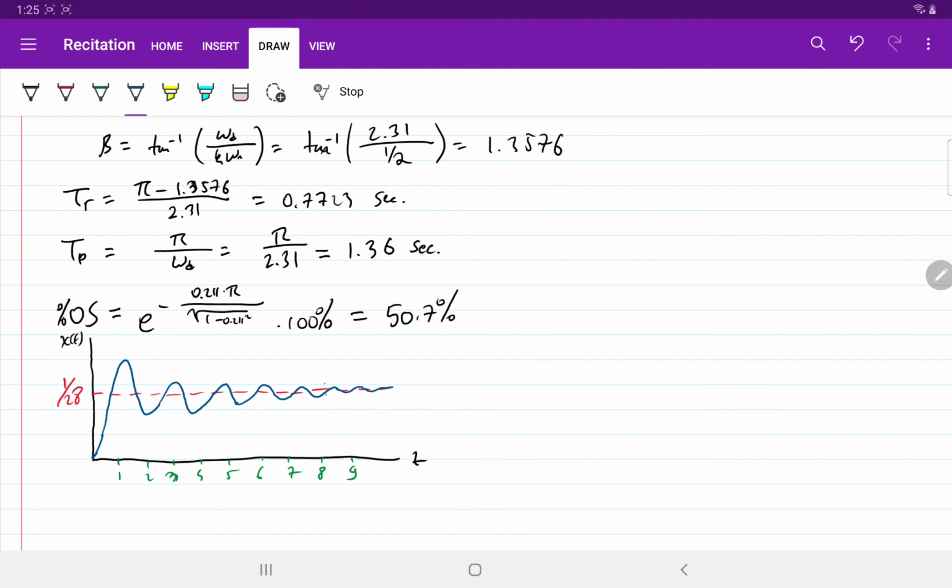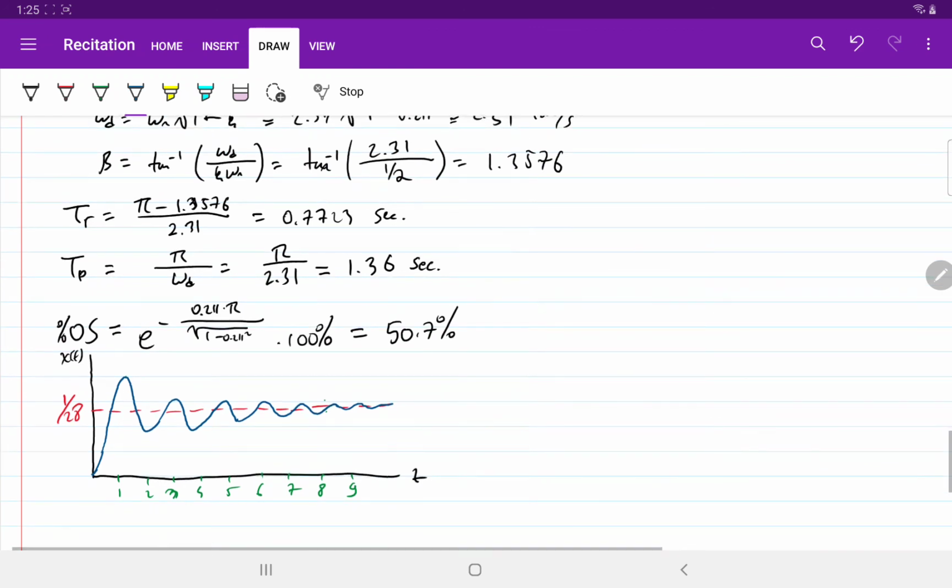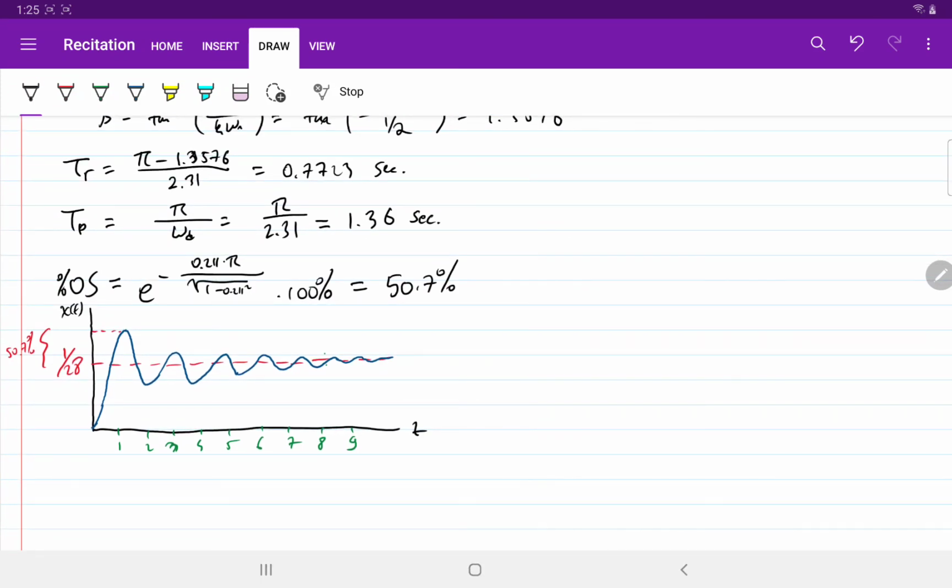Right, okay, so this is the sketch. It will rise to the maximum overshoot, which is 50.7% of 1 over 28. It will settle at around 8 seconds. It will reach the peak of the overshoot at 1.36 seconds. Alright, so that's the solution.